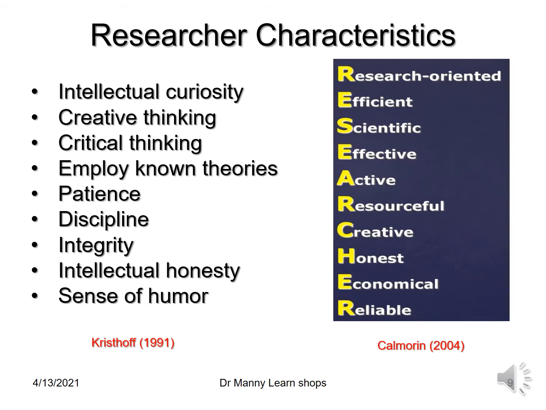So what are important characteristics that you as a researcher should have? I believe that you should be passionate, with intellectual curiosity, be a creative thinker and a critical thinker, and utilise theories. However, you may develop your own conceptual theory about the topic that you're researching. It's important to remember to have patience and be disciplined, have integrity, and be honest. Intellectual honesty.